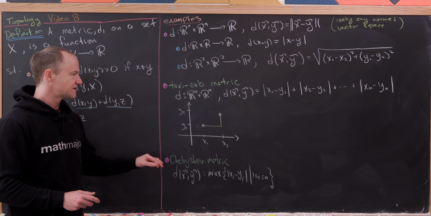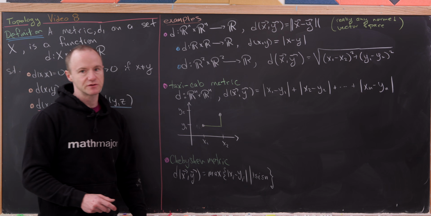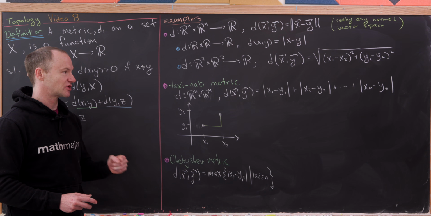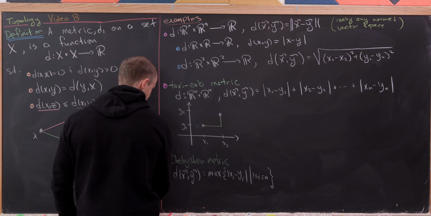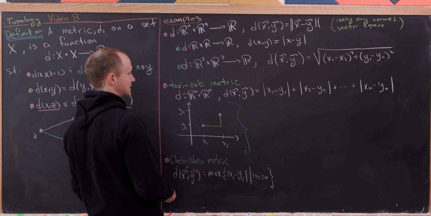And then there's this thing called the Chebyshev metric, which just looks at all of those absolute values and then pulls out the maximum one. And in fact, that's a metric as well. Now, maybe we'll check the triangle axiom for this one and then perhaps the Chebyshev metric as well.